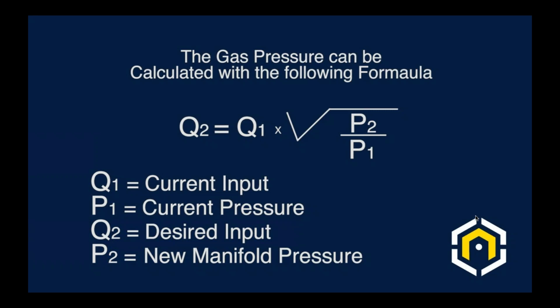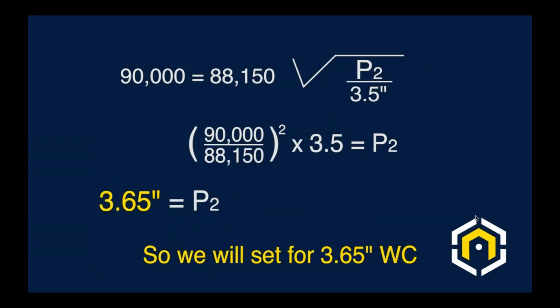So this is the formula. It's just Q2, the quantity that we desire, equals the quantity that we have times the square root of the new manifold pressure divided by the old. So we have to do a little algebra to rearrange this, and I'll show you what I did here.